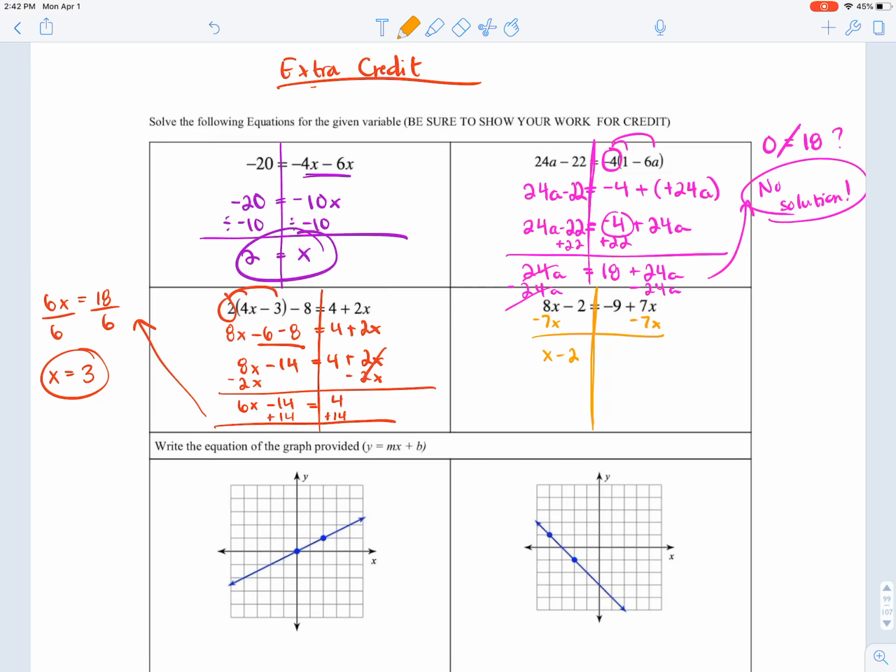I'm left with x minus 2 on the left side is equal to negative 9. I'm going to add 2 to both sides, getting that x by itself. So those minus 2 and plus 2 are going to cancel each other out, and I'm left with x equals, well, negative 9 plus 2 is negative 7. And that's our final answer.